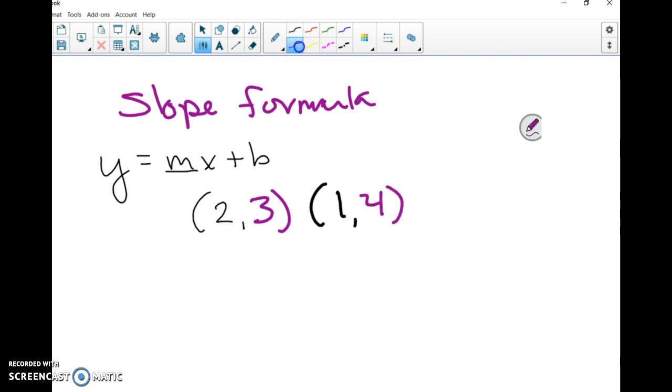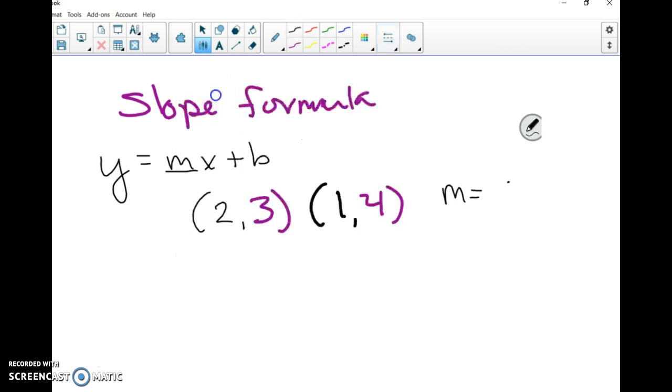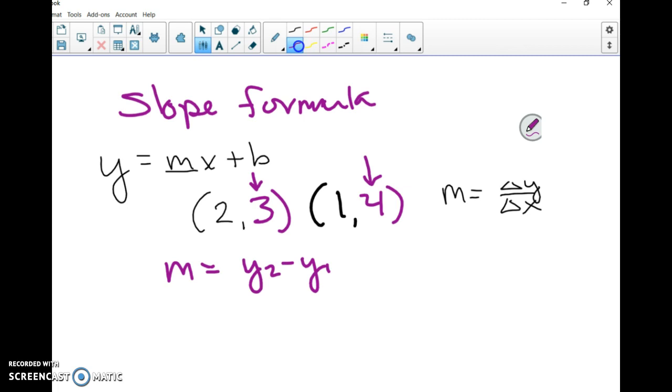We're going to take the change in the y values, as I have been, I guess, basically harping on all this time. m is the change in y over the change in x, and the change in y indicates difference. So we're going to take those two y values and we're going to find their difference. I like to do this. The slope is equal to y2 minus y1 over x2 minus x1. Notice this is the same ordered pair, and this is the same ordered pair.